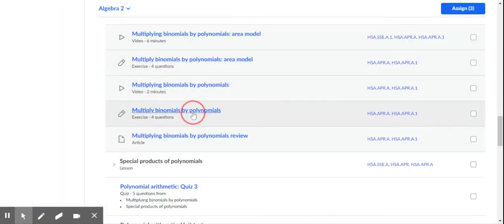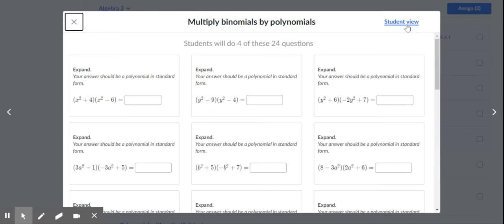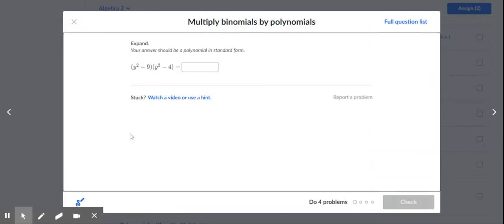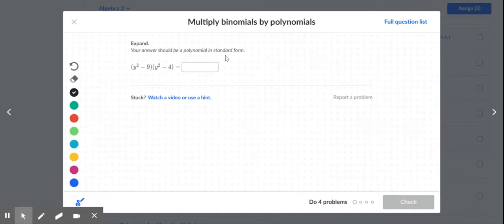Same thing in this assignment, except there aren't going to be any rectangles drawn for you. Your answer should be a polynomial in standard form. Notice how it just says expand. All right, expand means we're going to multiply these two binomials.